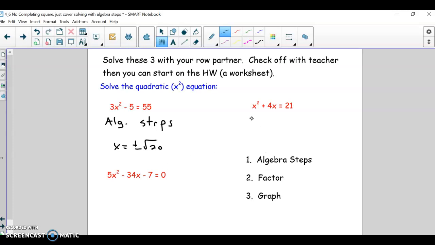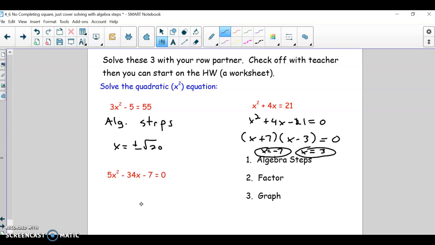Next one is set up really well for factoring. You can't do algebra steps because that's x squared and x, but if you subtract 21 from both sides, and then if you're pretty good at factoring, this one factors to x plus 7 and x minus 3, which multiplies to -21 and adds up to +4, and then boom, you're done, right? You get -7 and 3. So that one's pretty fast.